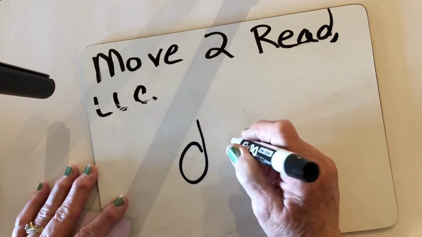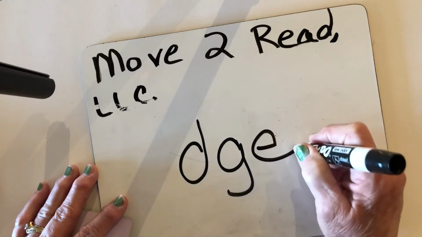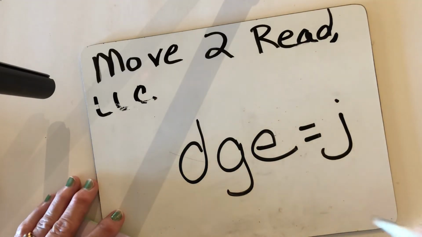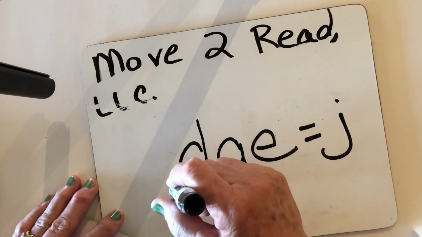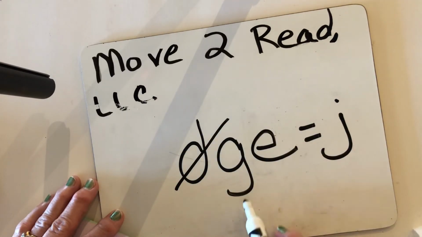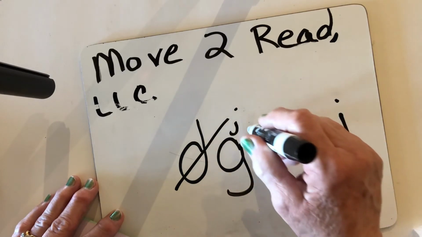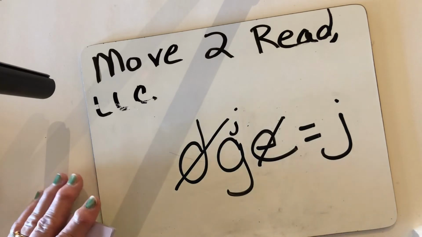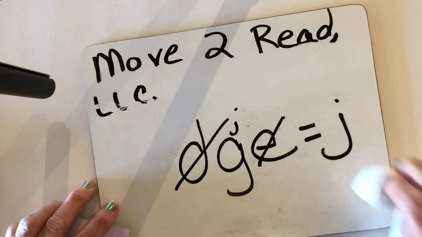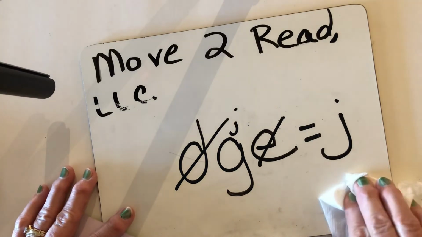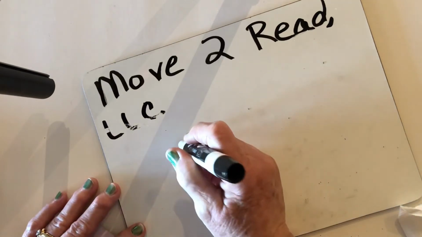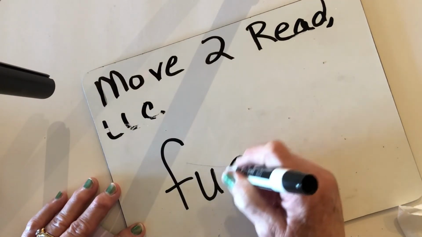Now D-G-E is always going to say the J sound, like in fudge. But we don't say the D so much. You hear the G, which would be a J sound, and then the E is quiet. So fudge, budge, nudge, all of those. Why do we have the D there? Why, especially since we don't hear it? Let's look at the word fudge.